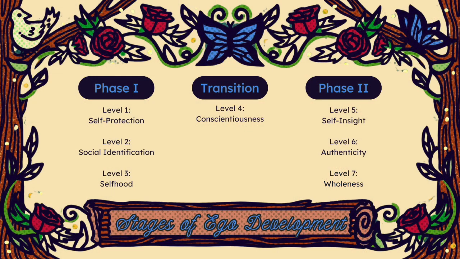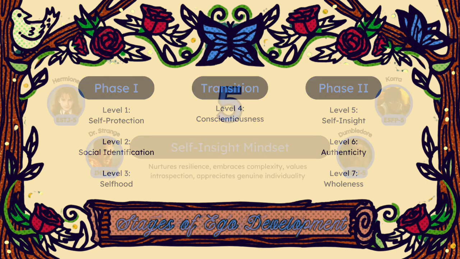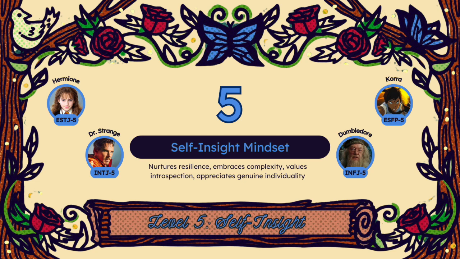While phase 1 growth might happen somewhat naturally as people mature normally into adulthood, phase 2 growth requires people to devote time and energy to self work, which is why fewer people get there. Phase 2 unfolds through three distinct mindsets and levels of ego development: self insight, authenticity, and wholeness. In the level 5 self insight mindset, the main motivation is working through difficulties, paying close attention to feelings of conflictedness, and being preoccupied with paradoxes and contradictions.